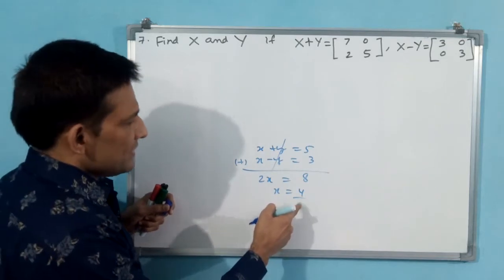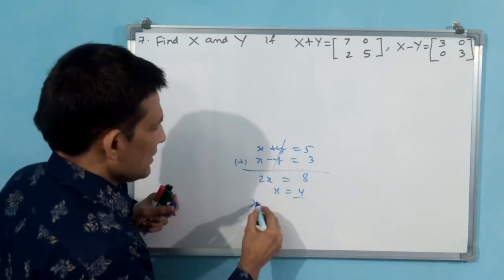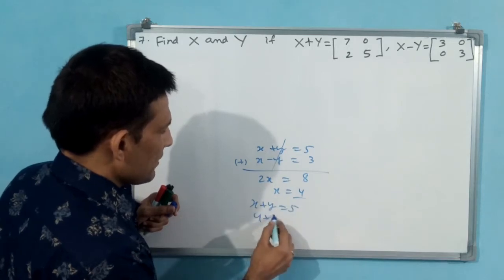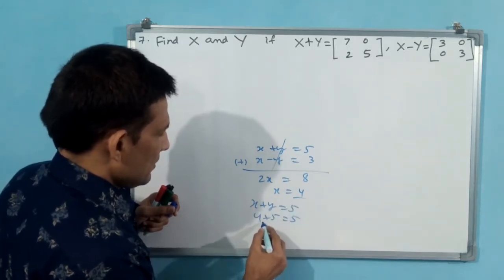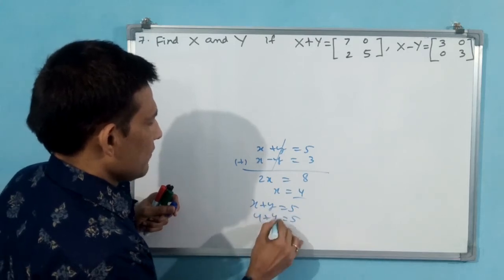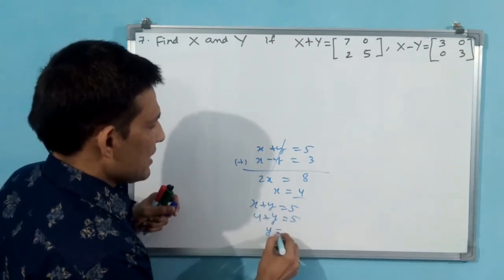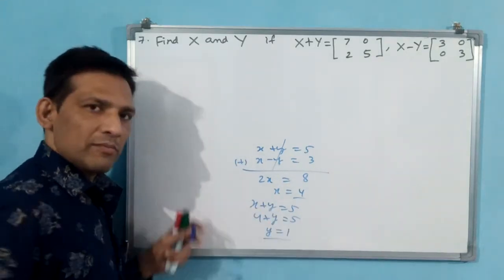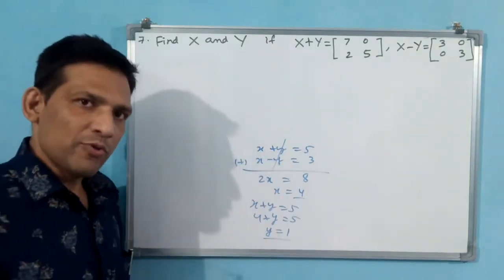What are you going to do again? This x you are going to substitute in this one. x plus y is equal to 5, but x is 4. 4 plus y, sorry, 4 plus y is equal to 5. Then y is equal to 1. Okay, now x and y both have come. Like this, in normal algebra we are going to do.